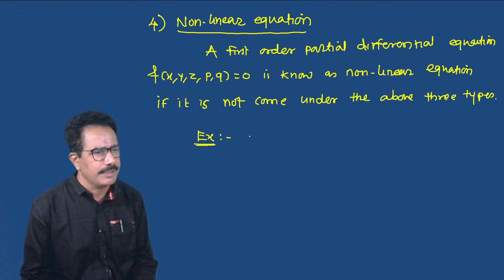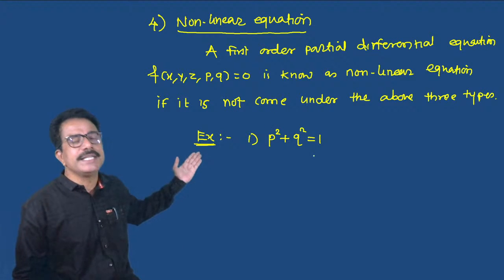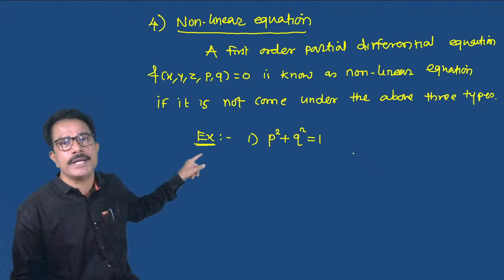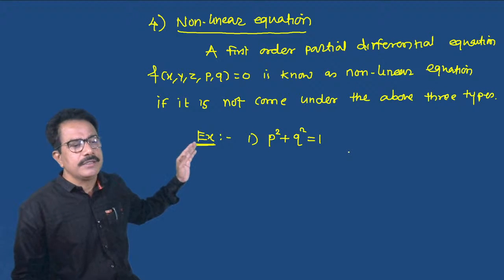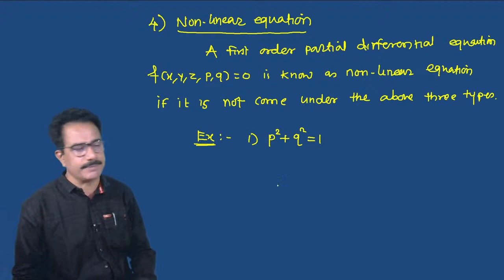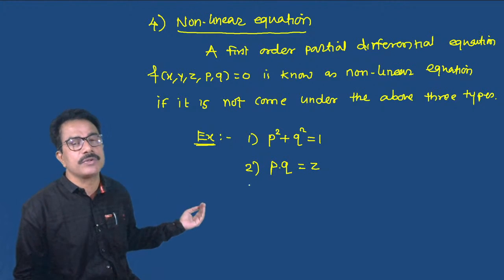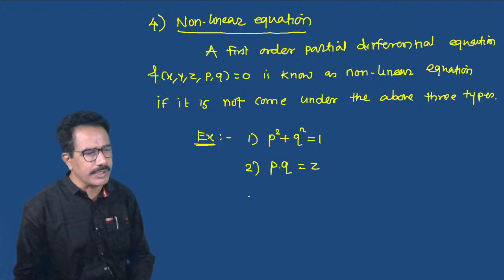Example 1: p squared plus q squared equals 1. Or we can write it as (dou z by dou x) squared, the degree is not 1, plus (dou z by dou y) squared equals 1. This is non-linear. Second, p into q equals z. There is a product of dou z by dou x into dou z by dou y, which equals z. This is also a non-linear type.